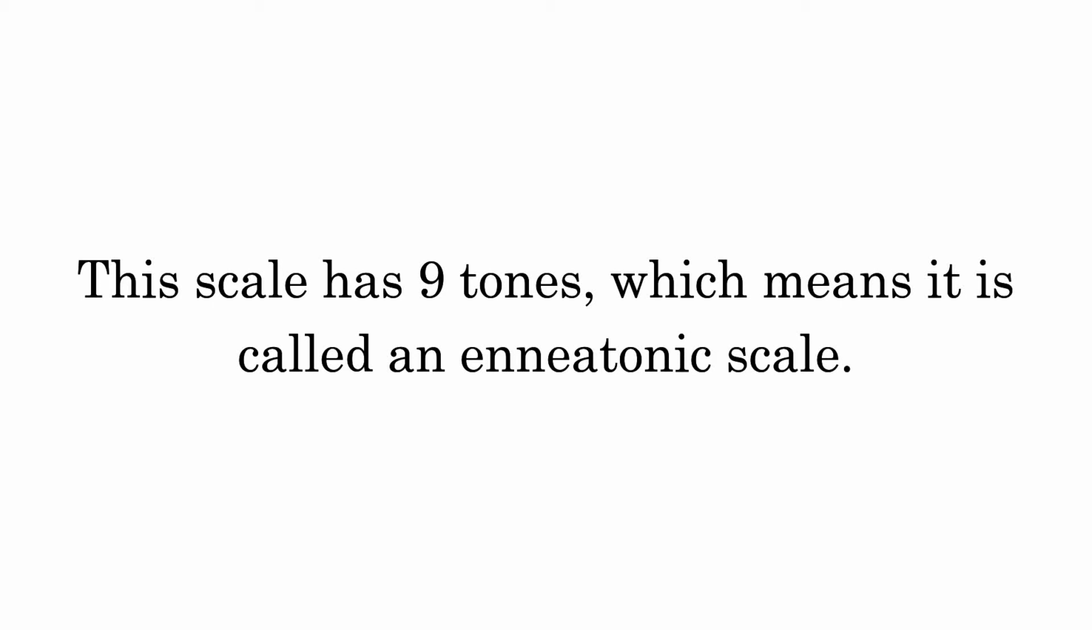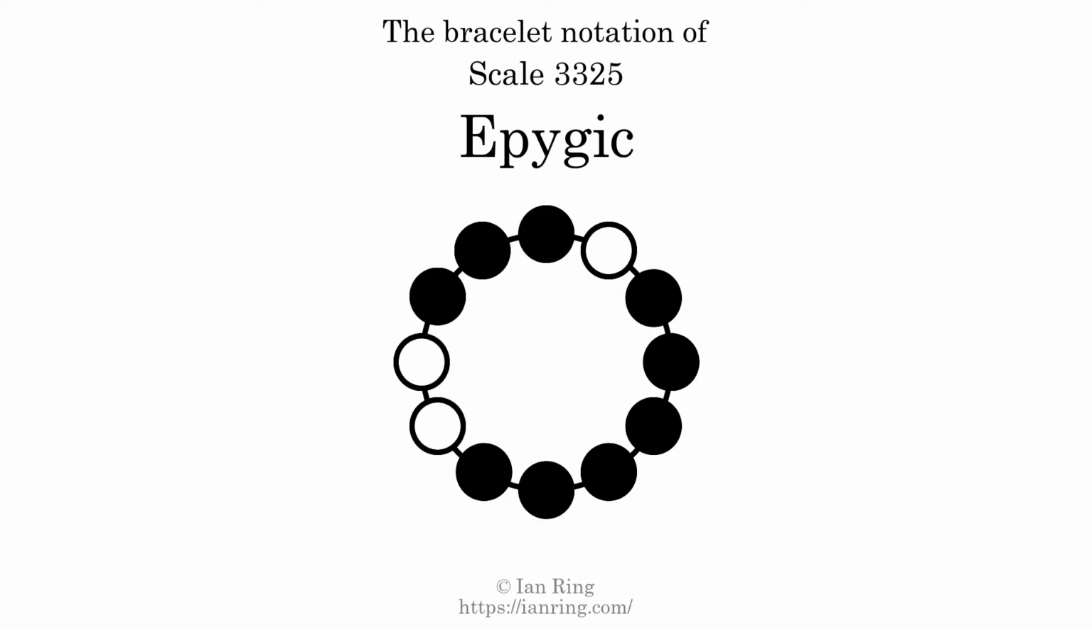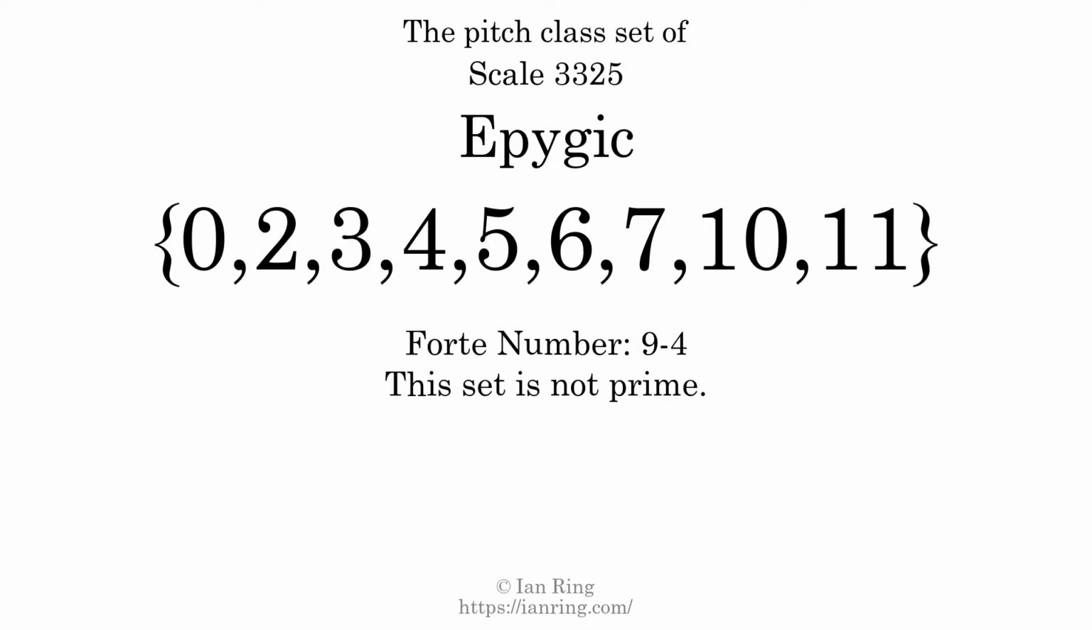This scale has 9 tones, which means it is called an enneatonic scale. This is a bracelet notation diagram of scale 3325. The shaded circles represent tones that appear in the scale, and they are read clockwise, starting at the top. The pitch class set for this scale is 0, 2, 3, 4, 5, 6, 7, 10, 11.